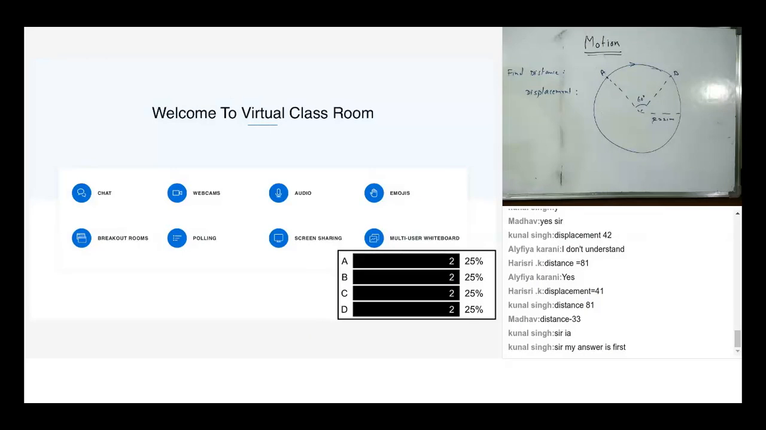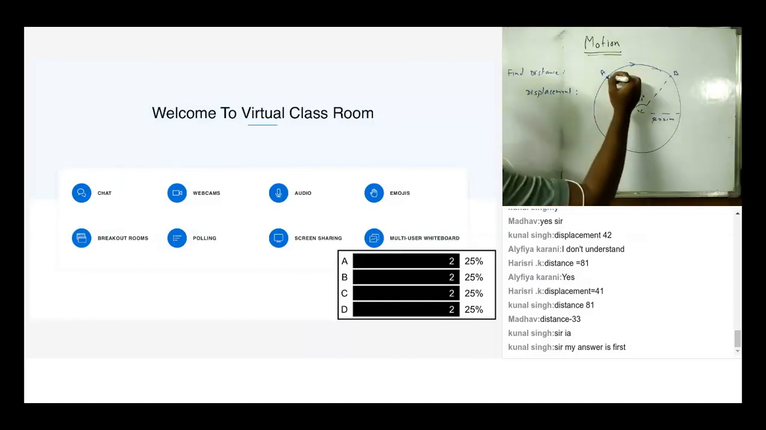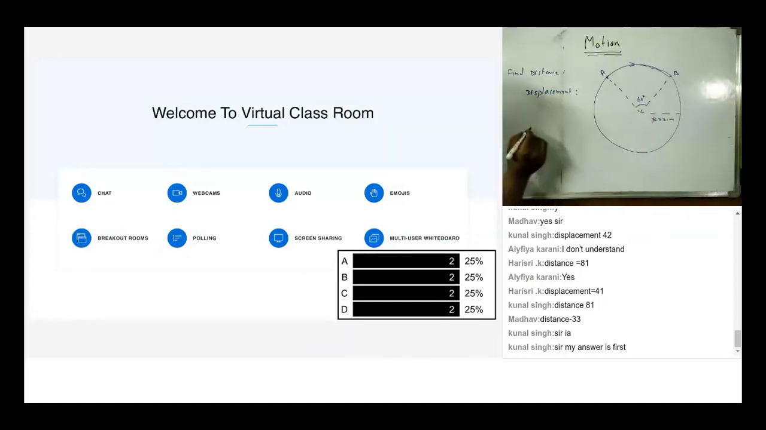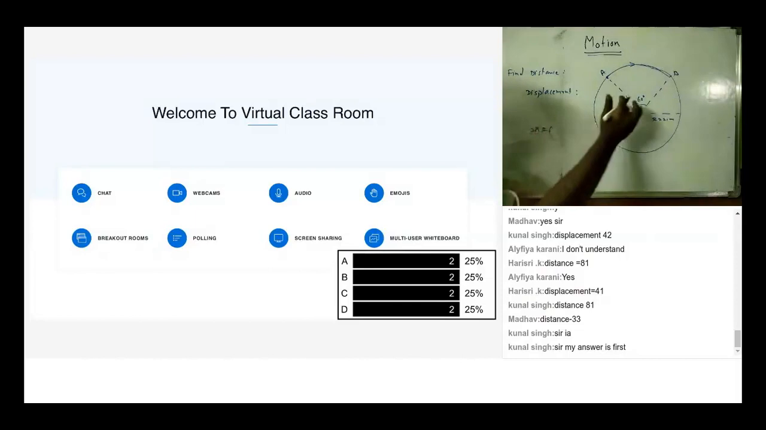Now, what is the length of this arc? Can I say 2 pi r into this angle, 60 degrees by 360 degrees? So 2 into 22 by 7 into r, which is 21, into 1 by 6. How much is that? 7 threes are 21, so 22 meters. So what is distance? Distance is equal to 22 meters. Is this clear to all of you?